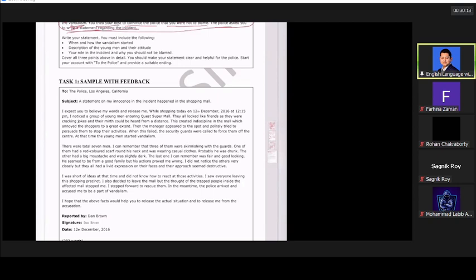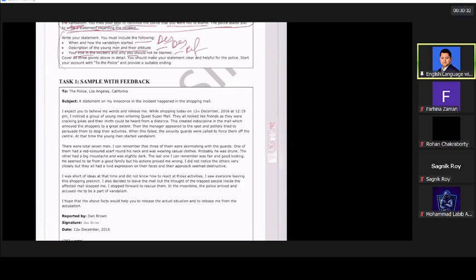Okay, so now in your statement there should be 3 bullet points. When and how the vandalism started, descriptive. Description of the young men and their attitude, descriptive. And also your role in the incident, why you should not be blamed, reflective. So these are the 3 bullet points.